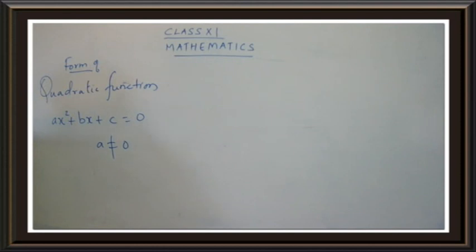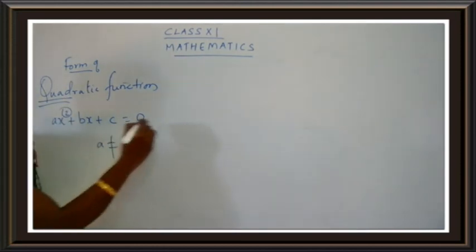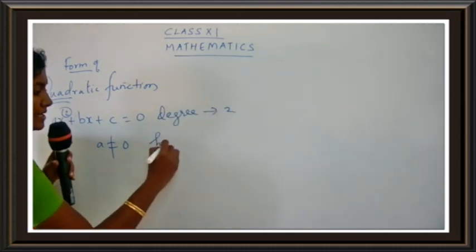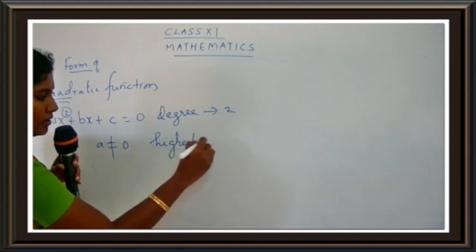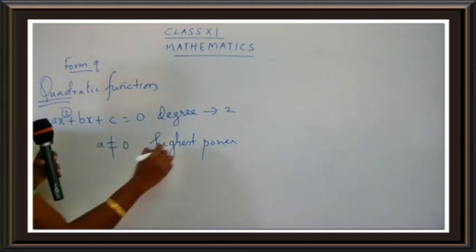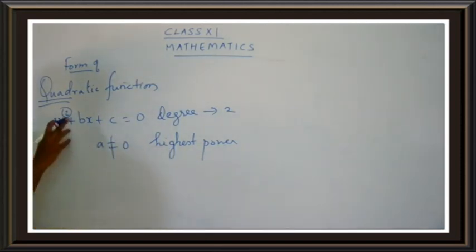Quadratic means the degree is 2. What is the degree over here? Degree is 2. What do you mean by degree, children? Degree is the highest power of the particular expression or of the particular equation. Clear? So here, let's check the degree. When you check the degree, you have to see the power of the variable. Now what is the variable here? The variable is x. What is the power of x here? It's 2. Yes, power is 2.